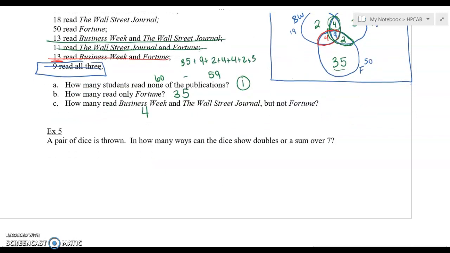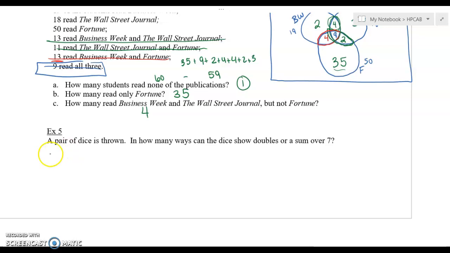Okay, last example is a pair of dice is thrown. In how many ways can the dice show doubles or a sum over 7? All right, we're going to eventually use the counting formula up above, but let's just go through the possibilities for throwing a dice.